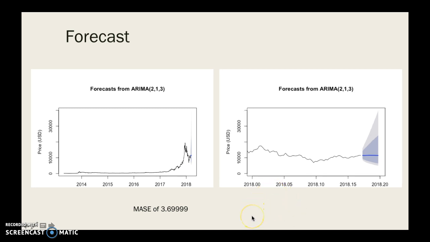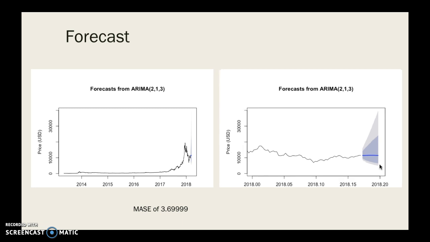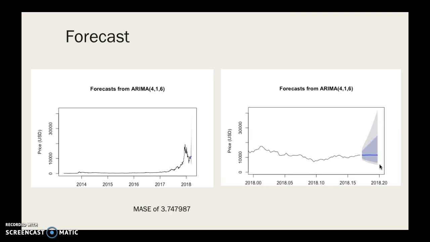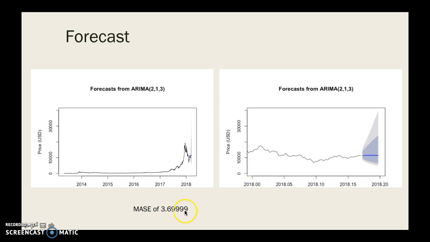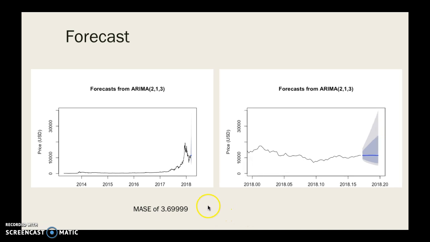Now we've also got the ARIMA 213 model. Same situation here. This is the whole series, and this is just a zoomed in version of 2018. Again, confidence intervals are very large, but the forecast is obviously slightly different for this one. And this model's actually given us a MASE value of 3.69, so actually a better value for this one.